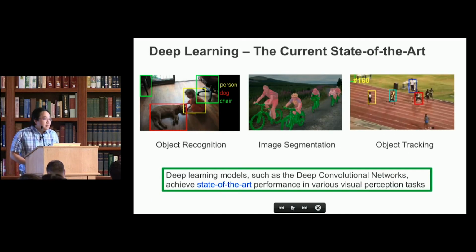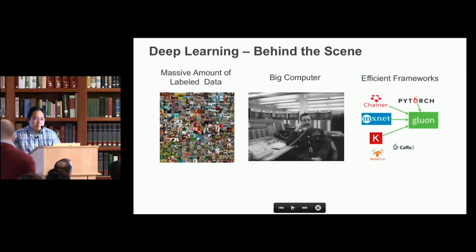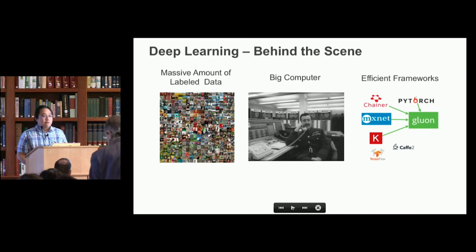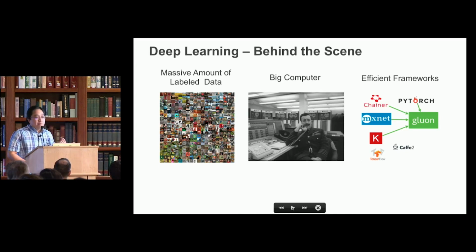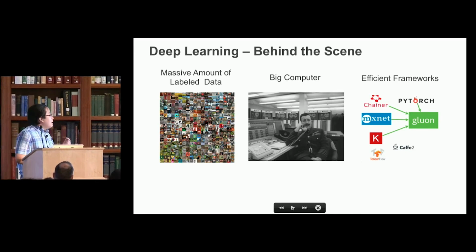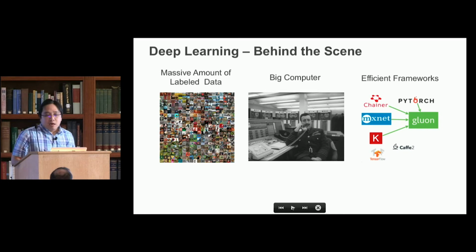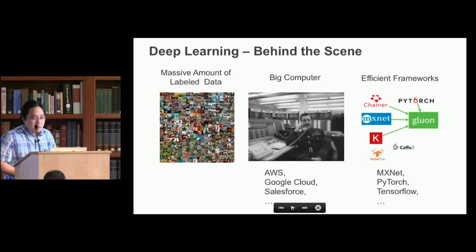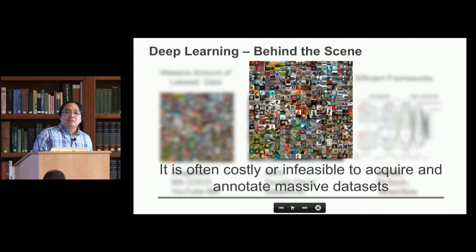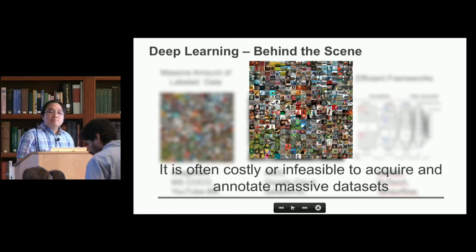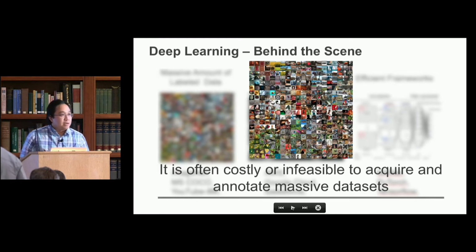All right, so we all know that deep learning methods achieve state-of-the-art performance on a wide range of perceptual inference tasks. And in my opinion, there are three main factors that account for the success of deep learning. First, the massive amount of labeled data, big compute, and efficient frameworks to implement DeepNet. Looking ahead to the future, for more success of deep learning, I would argue that the latter two already have quite good solutions. However, the bottleneck will be the massive amount of labeled data required to train a deep neural network, because it's often very costly or sometimes infeasible to annotate the massive amount of labeled data.